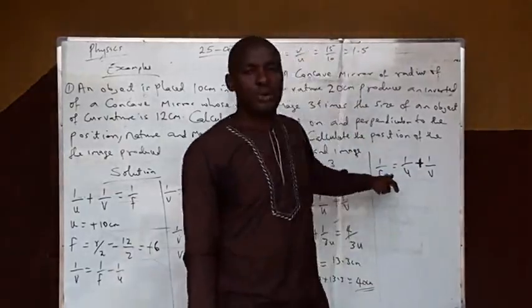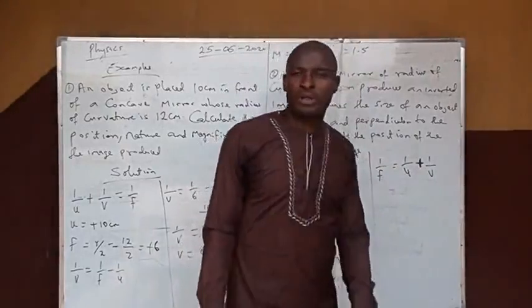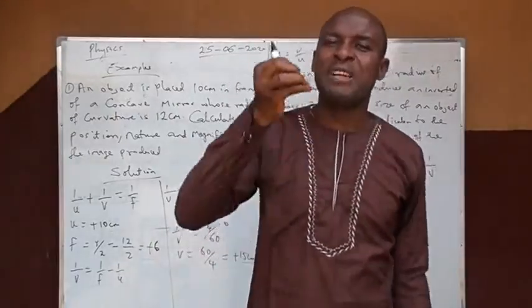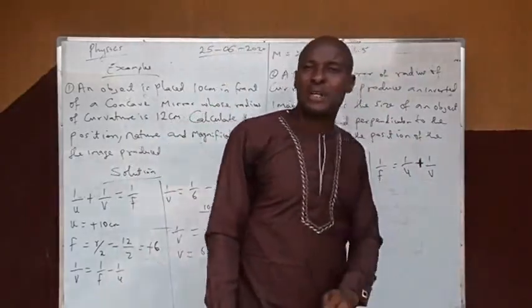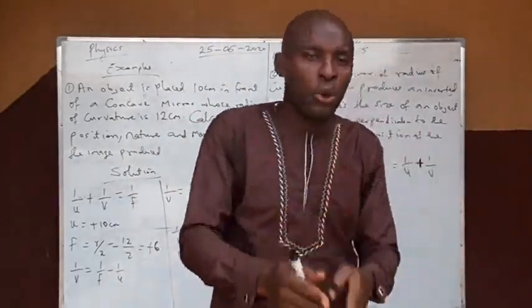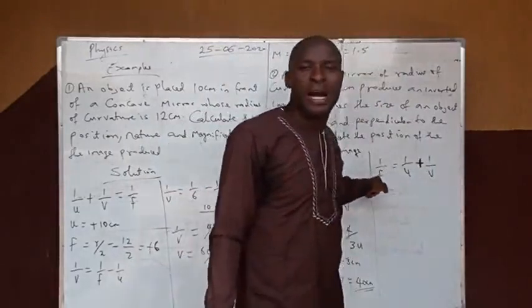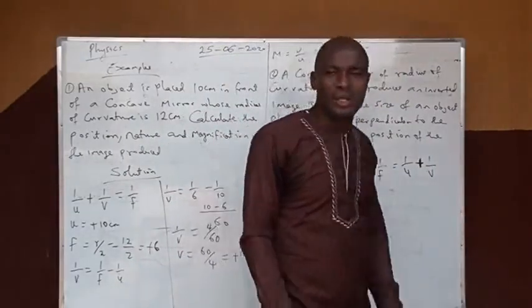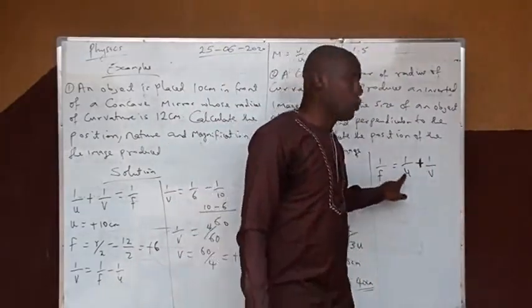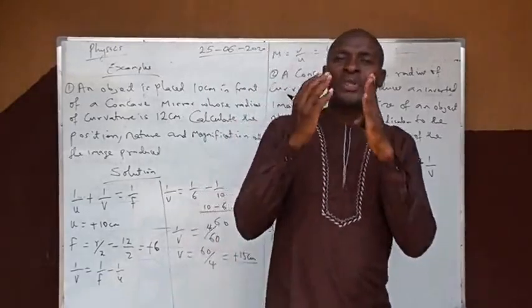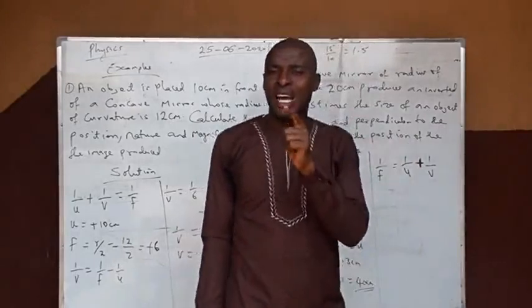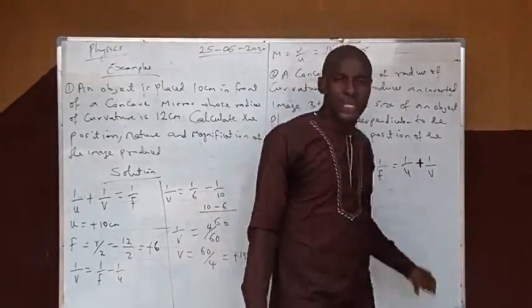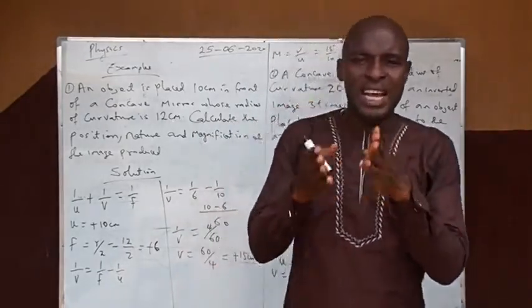This is the mirror's formula. Where this f represents what? The focal length, and not the principal focus. The focal length is the distance between the pole of the mirror and the principal focus. It is what we call the focal length. And u means what? Object distance. We use u to represent object distance, and we use v to represent image distance.